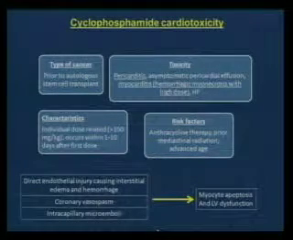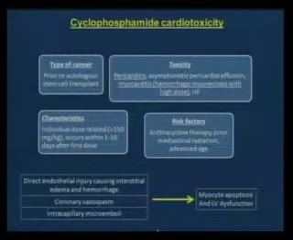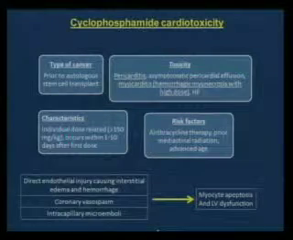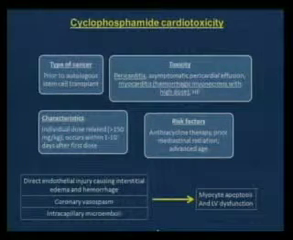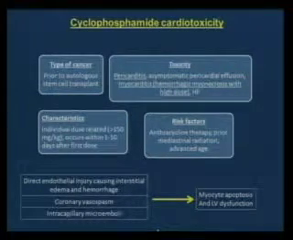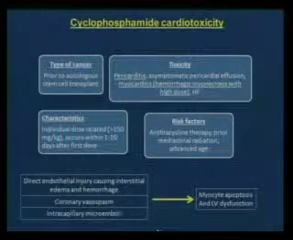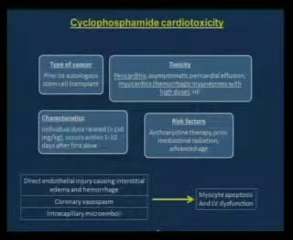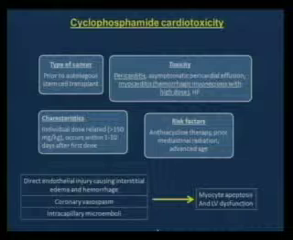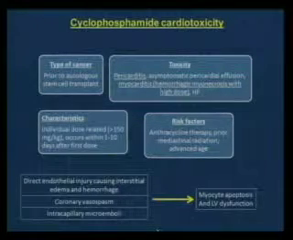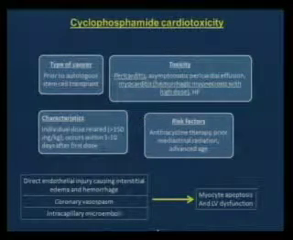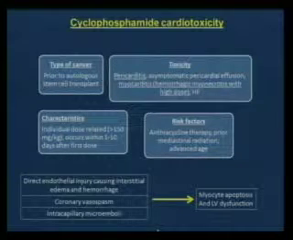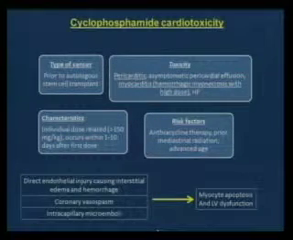Next one is cyclophosphamide. It's used in patients who are going for stem cell transplant. It causes pericarditis or pericardial effusion. Myocarditis is very pathognomonic. When it comes to hemorrhagic myocarditis, it's very pathognomonic to cyclophosphamide. Even though it's rare, it's one of the serious complications of cyclophosphamide.